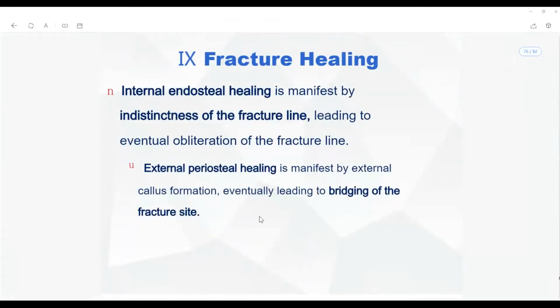Internal endosteal healing causes indistinctness of the fracture line, where there will be obliteration of the fracture line, whereas external periosteal healing causes bridging of the fracture site. So you have to remember there are two types: one is the widening of the fracture line, and the other is the bridging of the fracture line. So that is what is important here.